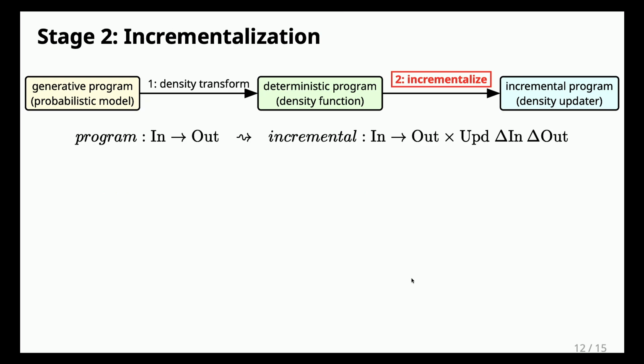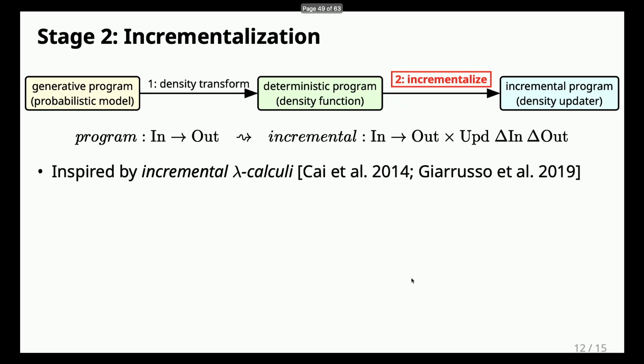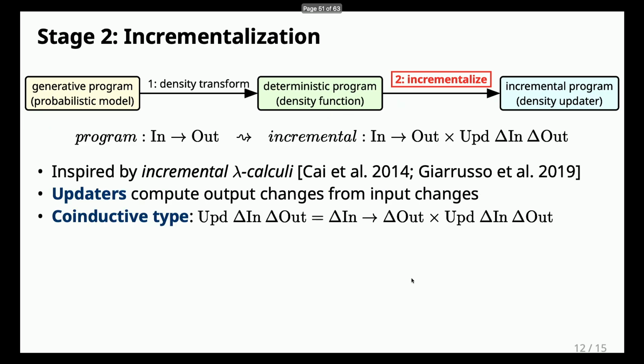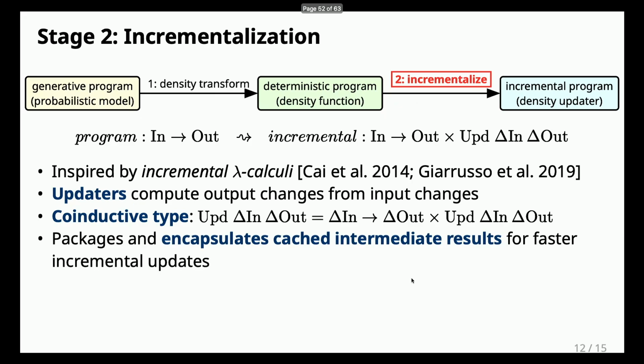The second stage is the actual incrementalization. So this is inspired by the incremental lambda calculus. And the idea is that we have a deterministic program from inputs to outputs, and the incremental version, in addition, also produces an updater from input changes to output changes. So this updater is a co-inductive type, which looks something like this. So it's essentially a function from input changes to output changes plus a new updater for subsequent changes. And this kind of packages up and encapsulates the caches for intermediate results, which we need for faster incremental updates.